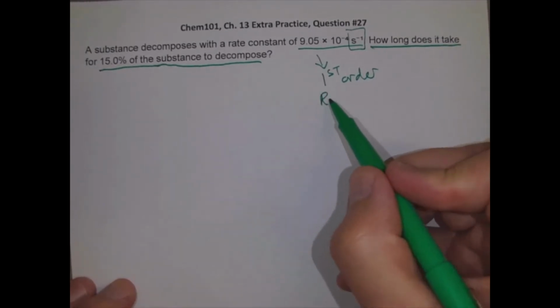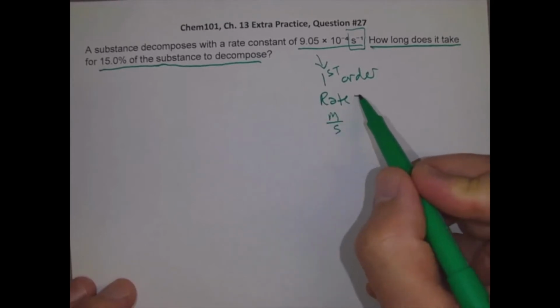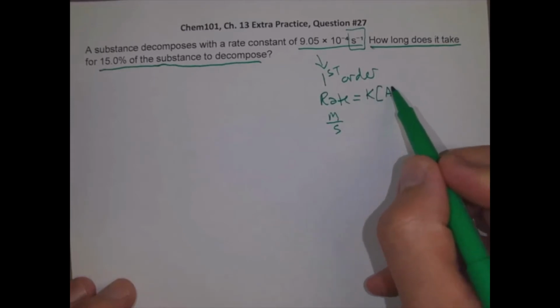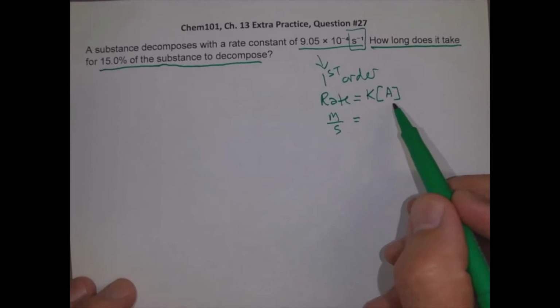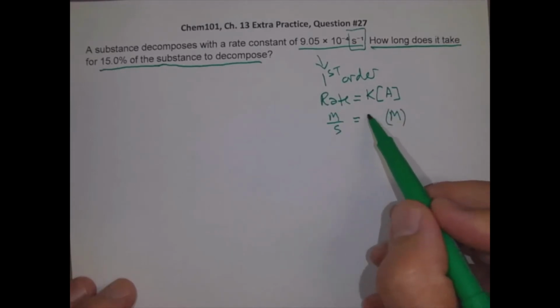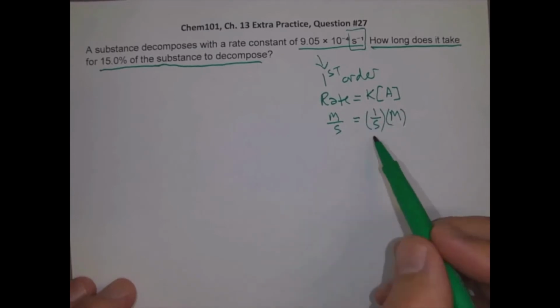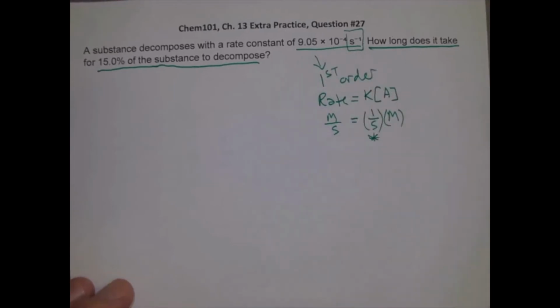So if the rate, which has units of molarity per second, is equal to the rate constant times the concentration of one reactant with an exponent of 1, okay, that concentration has units of molarity, and so my rate constant needs to have units of 1 over seconds. Okay, so that's why. That's how I know that this is a first order reaction.